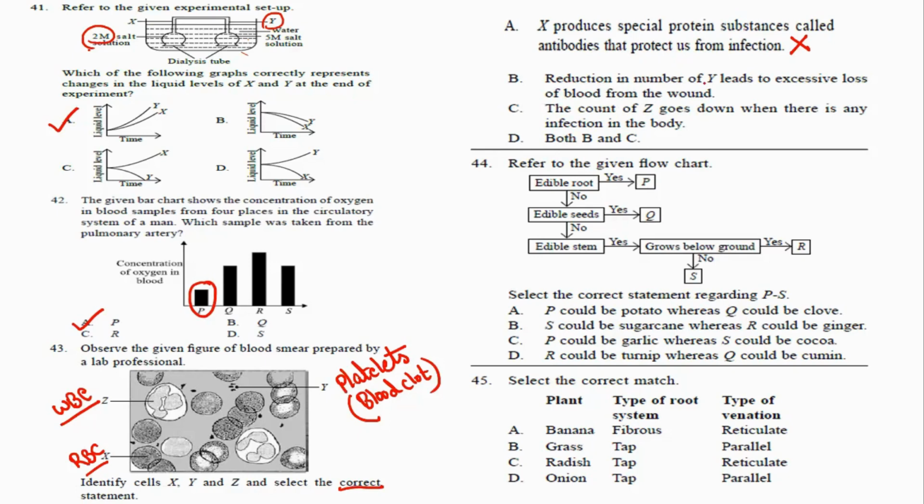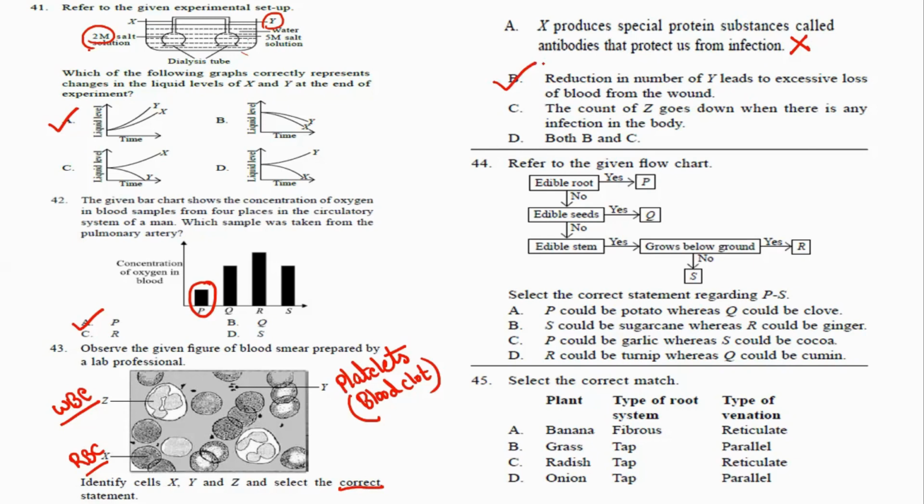B says reduction in the number of Y leads to excessive loss of blood from the wound. Yes, Y is the platelets. It conducts this blood clotting. So if Y is less, definitely the person who has a wound and it is bleeding, the blood will not stop, because the factors are absent, the platelets are absent. So this is the correct statement and the correct answer in our case, right?